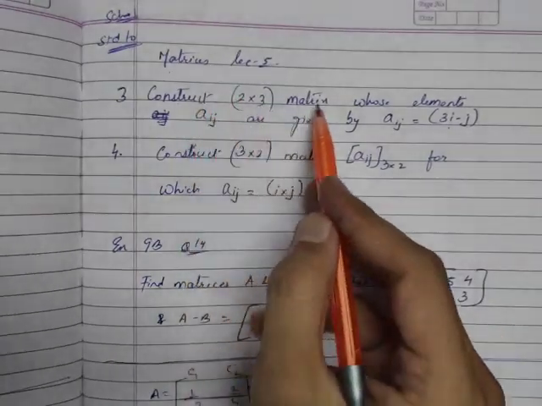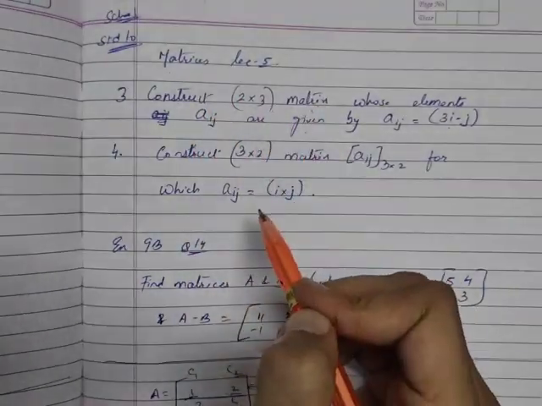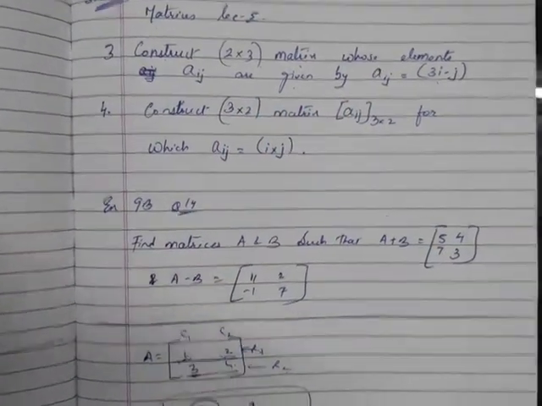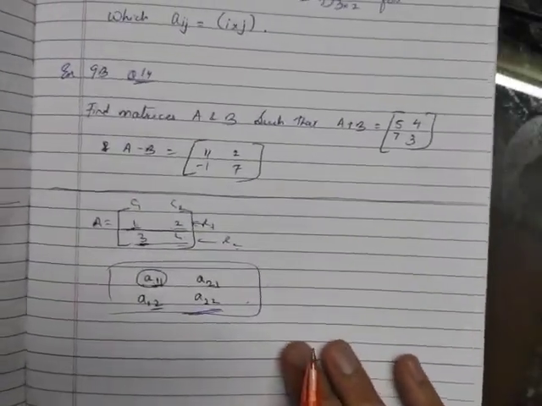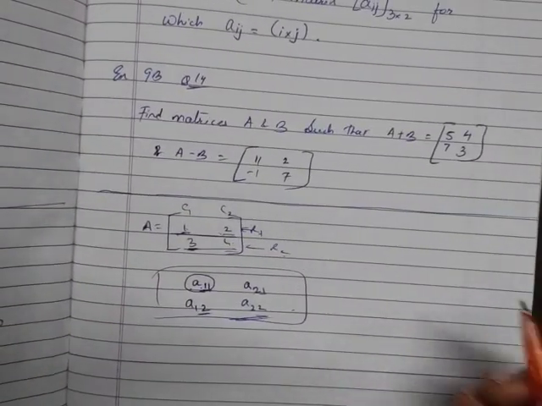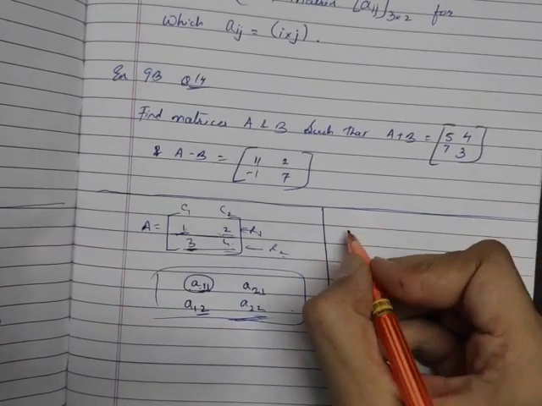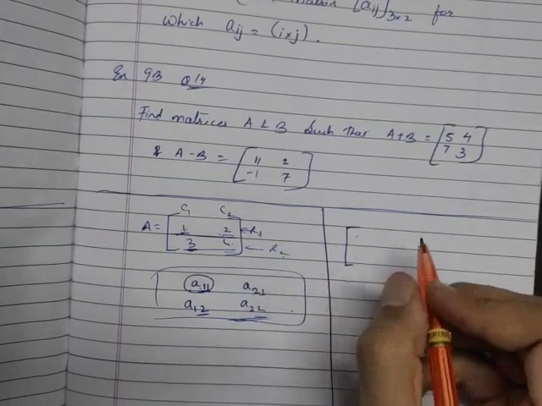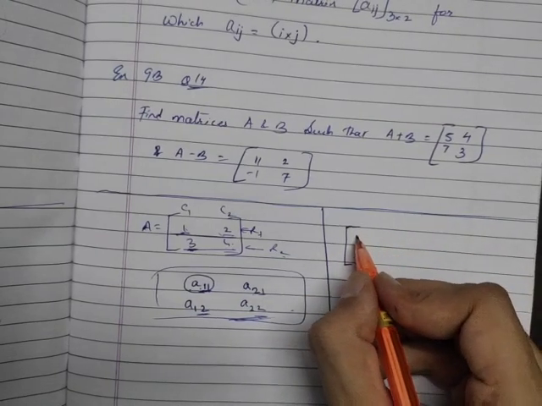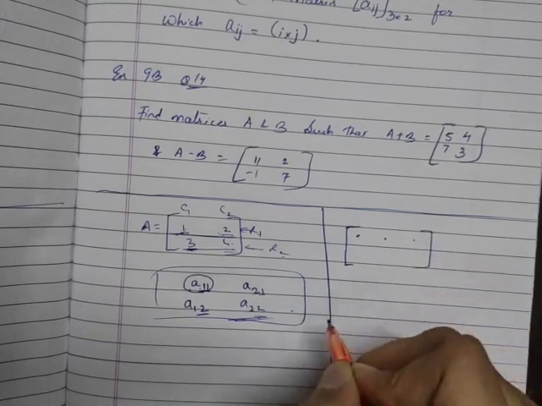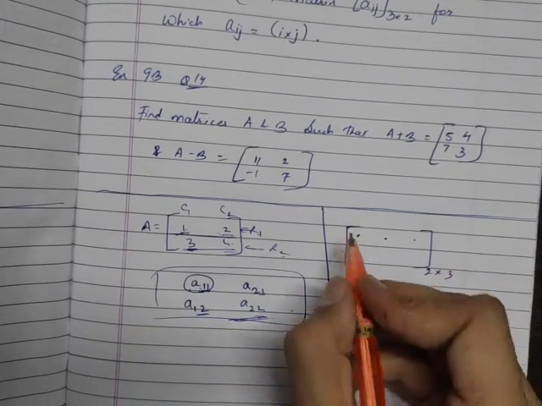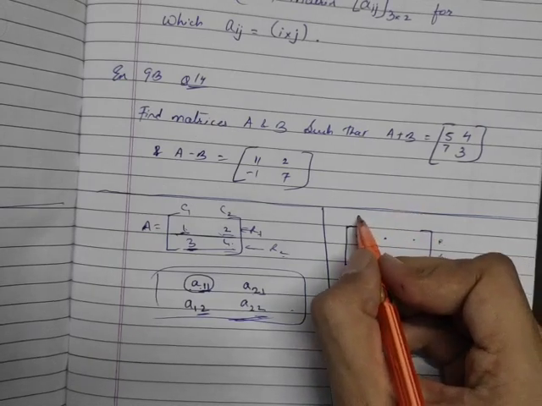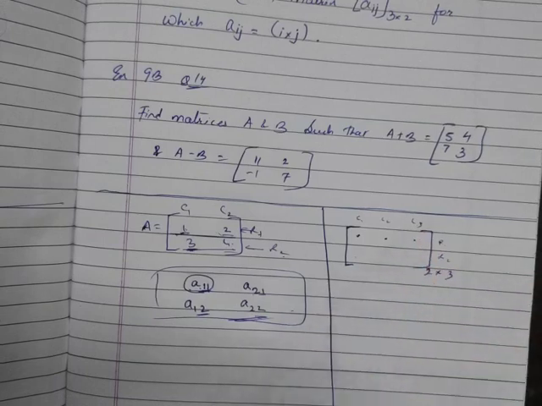First of all, he says construct a 2 by 3 matrix. So I'll at least make a rough outline of a 2 by 3 matrix. So if I do that, 2 by 3 means 2 rows, so 1, 2, and 3 columns, 1, 2, 3. Alright, here it is 2 cross 3. So this is row 1, row 2. I'm writing it lightly. And this is column 1, column 2, column 3.